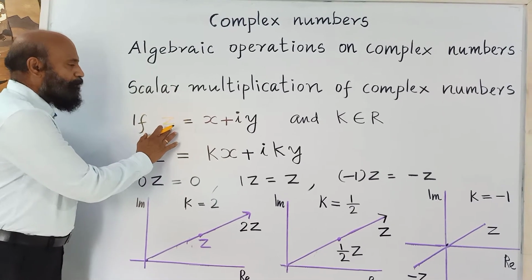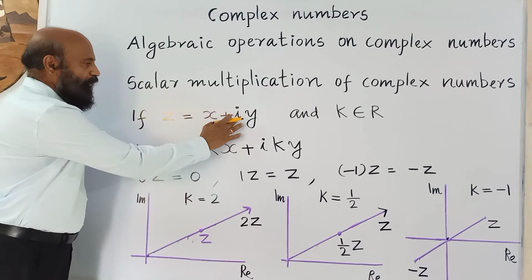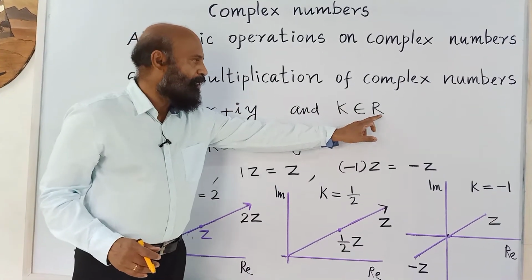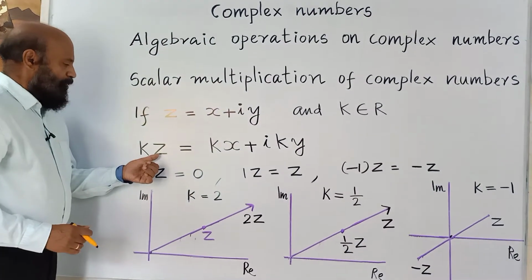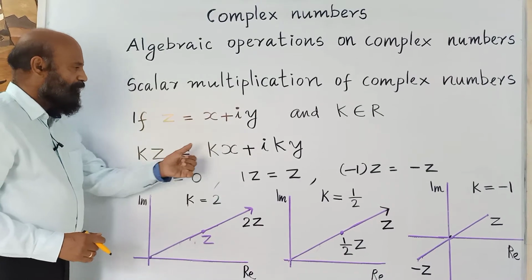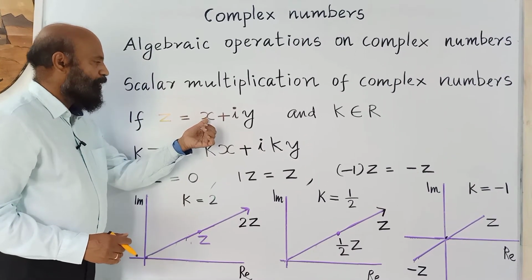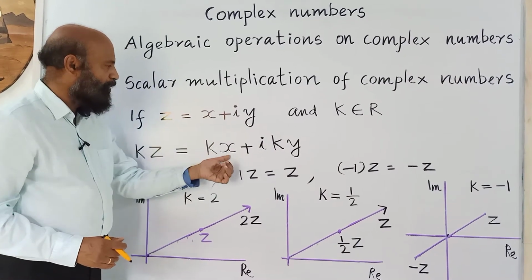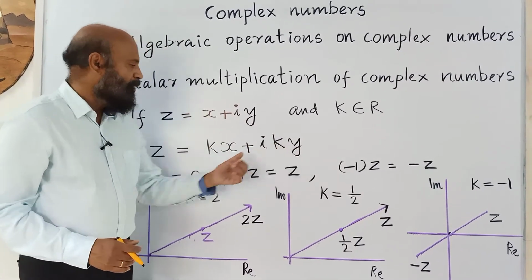A complex number can be represented like this: x plus iy. And k is a scalar belonging to the real numbers. If the complex number z is multiplied by k, then you have to multiply both the real part and the imaginary part. So x will become kx and y will become ky.